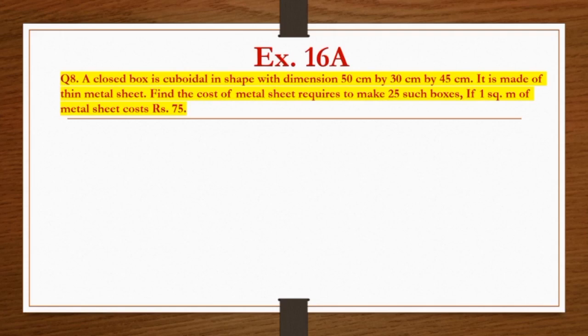So it's a cuboidal shape. First thing, length is given 50, breadth is given 30, and height is given 45. It is made up of thin sheet, it means it's surface area we are talking about. And as this is a box, it has TSA. So let's solve TSA of cuboid. The formula you know, 2 multiply (LB plus BH plus HL).